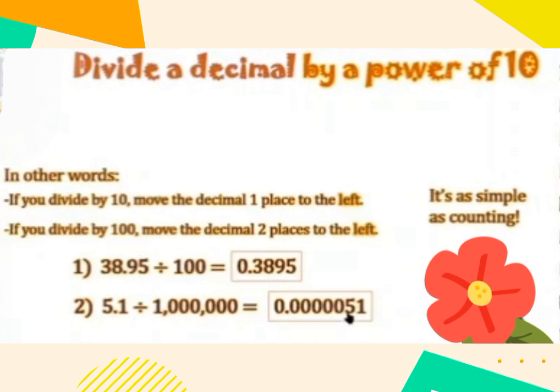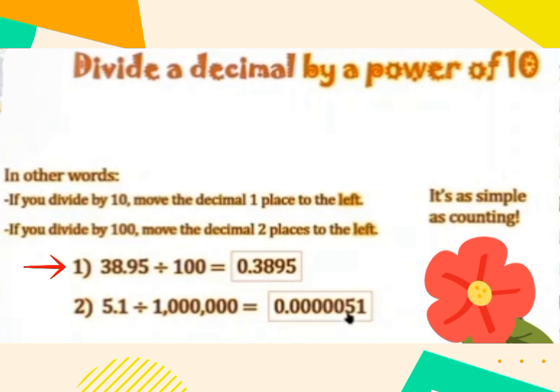Now divide a decimal number by a power of 10. If we want to divide a number by 10, we simply move the decimal point 1 place to the left. And if we want to divide a number by 100, we need to move the decimal point 2 places to the left, because 100 contains 2 zeros. So it simply depends on counting the number of zeros, then moving the decimal point to the left side.